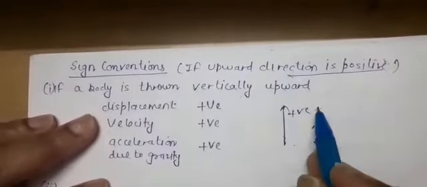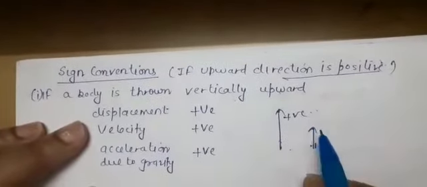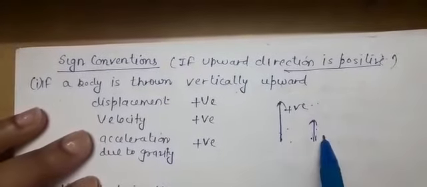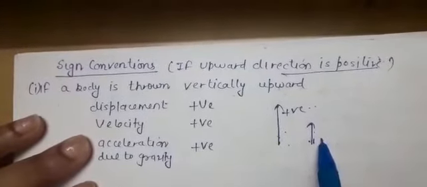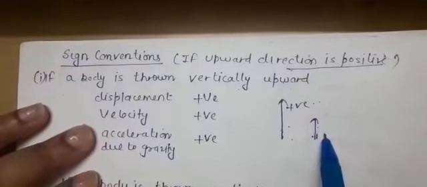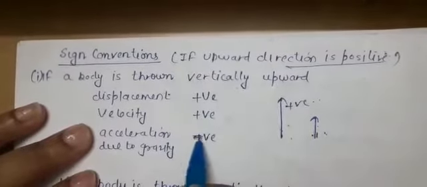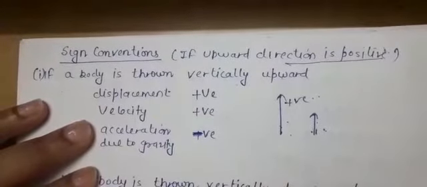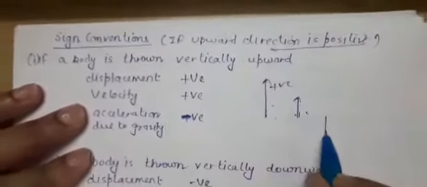The body is thrown upward, the direction of motion is in the same direction, that is the direction which we have taken to be positive, so velocity will also be positive here. But acceleration due to gravity, this you have to understand. Acceleration due to gravity is always acting downward.